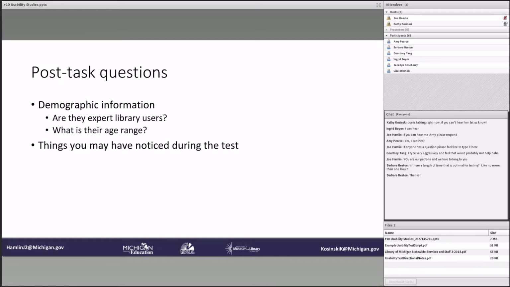Okay, so the post-task questions, and this is going to be the demographic information. And I put here, are they expert library users and what is their age range? You do not ask, are you an expert library user? Because even if they are, they're not going to admit it. No one wants to say, yes, I am an expert at the library. So maybe you might ask, how often do you visit the library? How frequently do you visit? When was the last time you used a program?